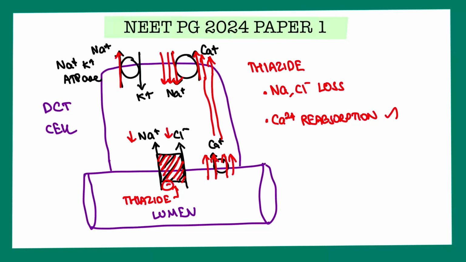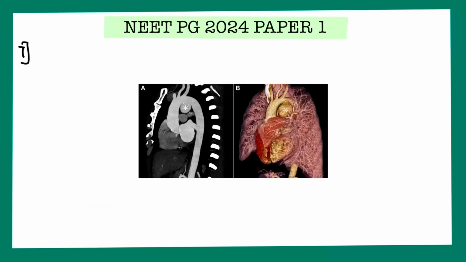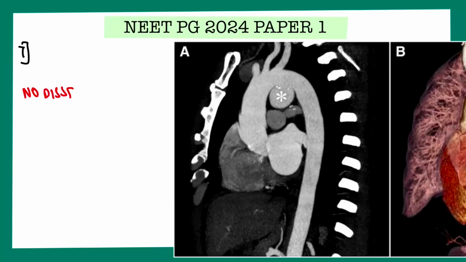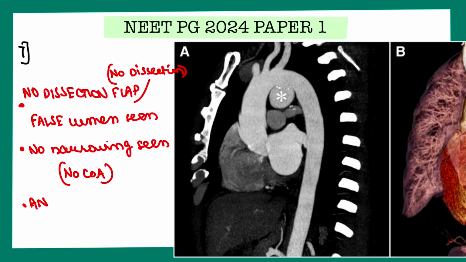MRI image was given. Here, if you see, there is no dissection flap, no false lumen can be seen, so it's not aortic dissection. There is no narrowing seen post the origin of the three main vessels, so no coarctation of aorta. And if you see, there is an aneurysm, a saccular aneurysm near the arch of aorta. So it is nothing but a saccular aneurysm near the arch of aorta.